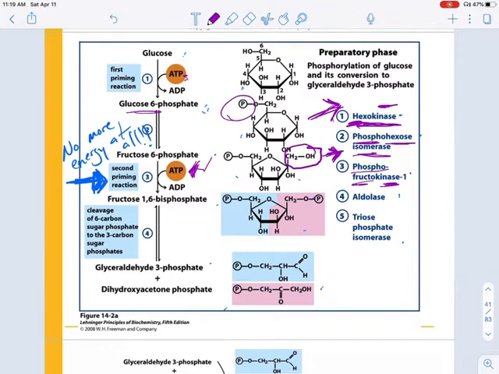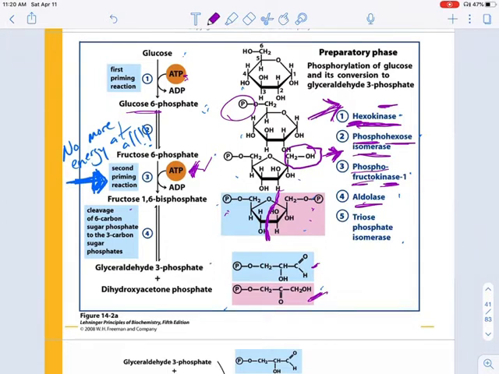The next step is to take this fructose 1,6 bisphosphate, and we're going to split it down the middle to form two 3-carbon structures. The enzyme that does that is aldolase. This is because this is an inverted aldol condensation reaction. These two 3-carbon structures are going to each have a phosphate associated with it. And so now we formed two 3-carbon structures. Glyceraldehyde 3-phosphate is 1, and then dihydroxyacetone phosphate is 2.